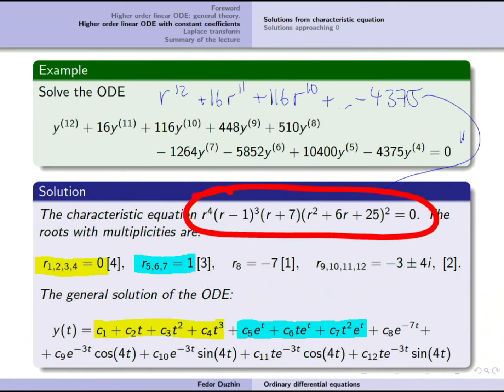Then we take this number 1 and raise e to the power 1, so we get e to the power t. And since we have to produce 3 linearly independent solutions, we need to write e to the t, then t e to the t, then t squared e to the t, and then we stop because that's all. Now we have 3 solutions, so we do not continue.